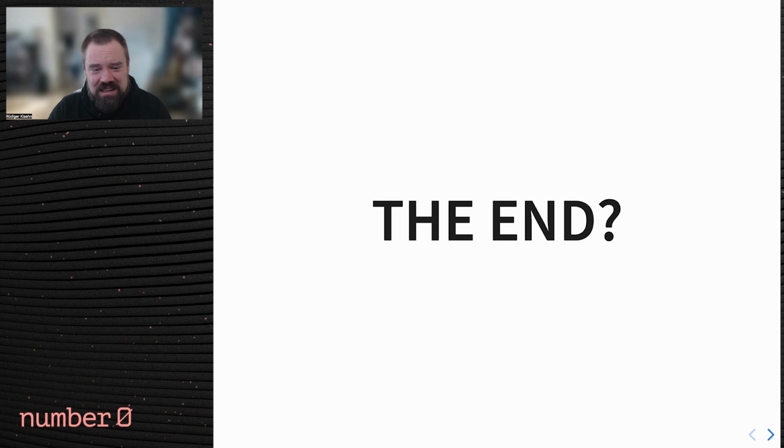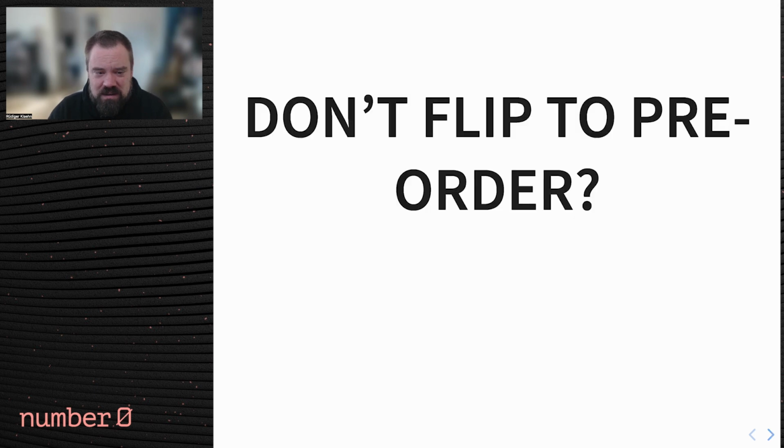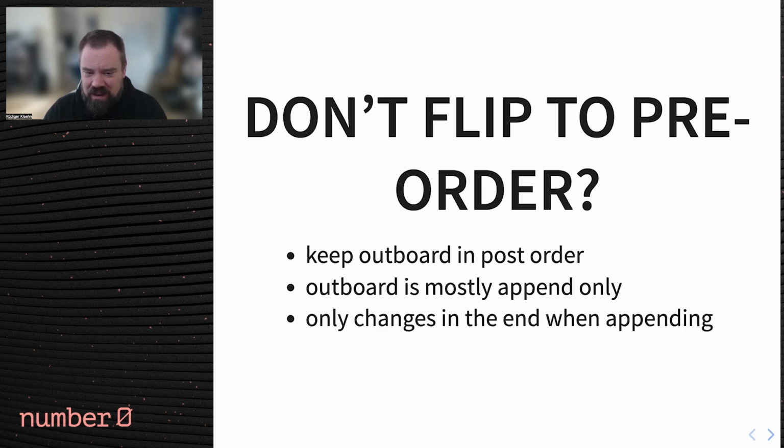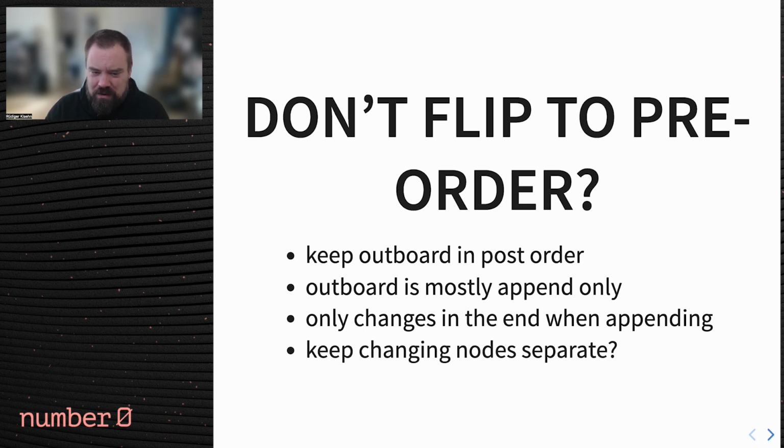Okay, so this is the end, except maybe that I got a little thing that I've been thinking about. So one thing you might notice is that there is this annoying post-order traversal, which then flips to pre-order. And what if we keep the output in post-order? What it changes then is that the output is mostly append only, and you only have changes at the very end of the output when appending data. And then you might even think about keeping the nodes that are actually changing in a separate file.